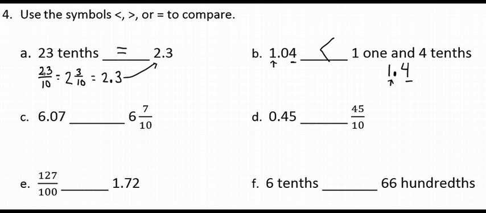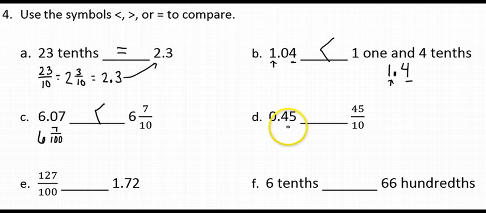The next problem is 6 and 7 hundredths, and we're comparing it to 6 and 7 tenths. I can write this as a fraction, so 6 and 7 hundredths compared to 6 and 7 tenths. 7 tenths would be greater than 7 hundredths, so 6 and 7 hundredths is less than 6 and 7 tenths.